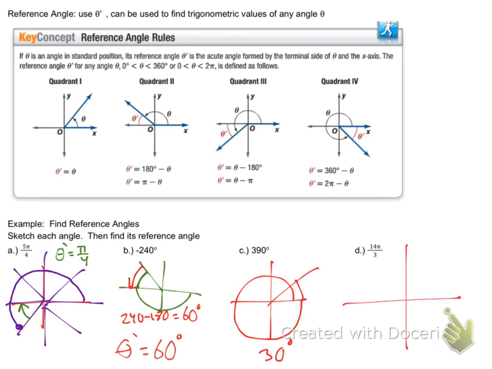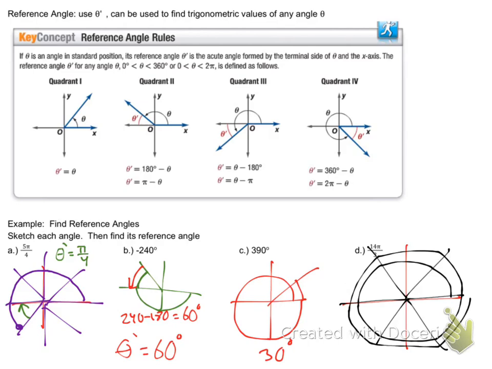14 pi over 3. Pi's are cut into how many pieces? 3. So 1, 2, 3. I am not counting the 90 and 270. Do you see that? That's why I changed colors. How many of them am I moving? 14 of them. 1, 2, 3, 4, 5, 6, 7, 8, 9, 10, 11, 12, 13, 14. I ended right there. How many more would it take to get me there? One more step, and each step was worth how much? A pi over 3. Boom. You just found your reference angles.